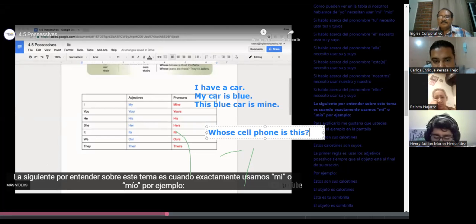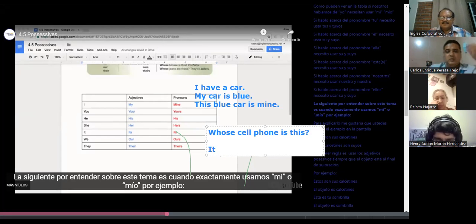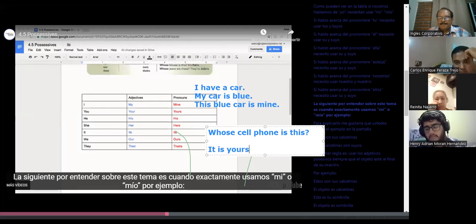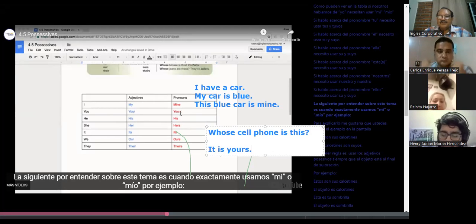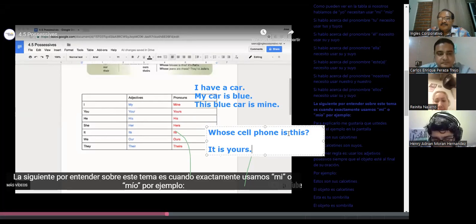Question mark. Entonces me dijo, it's. Aquí viene, it's. El it es como decir teléfono. Is, que sería, it is. Y aquí sería yours. Que sería el que está en la tercera, el que está en rojo acá, yours. Entonces, whose cell phone is this? Y tienes este celular, y bueno, podemos decir it is, o se puede usar la contracción, it's yours.